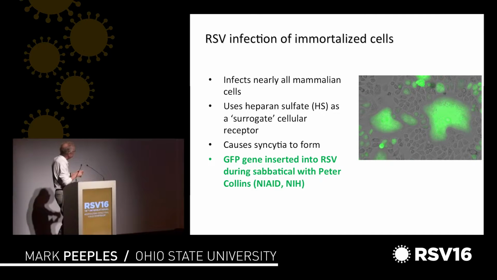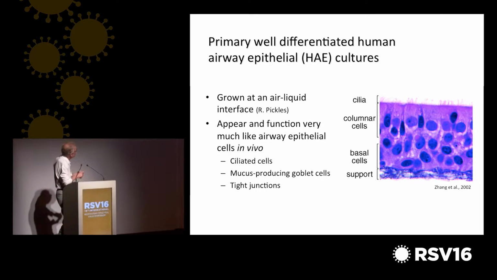When I did a sabbatical with Peter Collins 20 years ago, he was gracious enough to let me put the GFP gene into this virus, which we use constantly, and I know probably many of you in the audience do. It's a really useful virus to be able to follow virus infection in real time. But really, to know what's going on in vivo, we needed a culture system that would allow us to look at something similar to the in vivo situation.